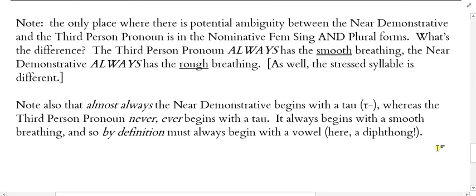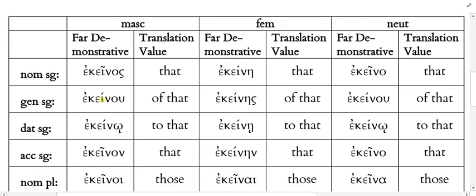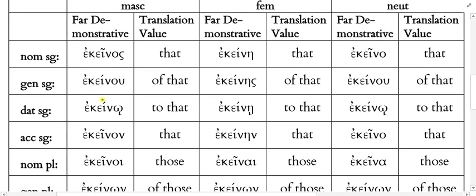let's take a look at the far demonstratives in Greek. In Greek, we have the far demonstratives that could be translated that or those. And these are like the near demonstratives in that they have regular 2-1-2 case endings. Those case endings that we saw with hutas, haute, and tuta, those are 2-1-2 endings as well. They follow second declension, first declension, second declension. So there's nothing unusual about this. These words will not be confused with anything. They're fairly easy to identify, and they follow standard declension patterns. So let's read the forms and look at the translation value of these.